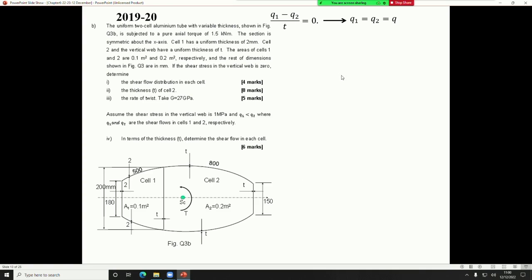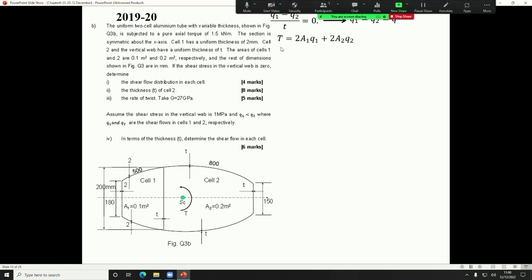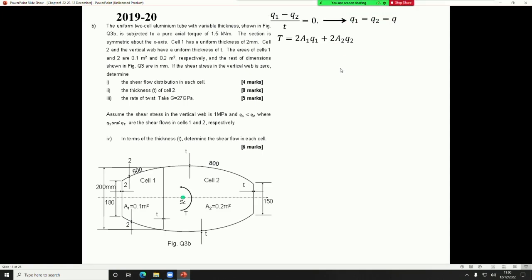So this is still a two-cell tube. So we have T equal to 2A1 Q1 plus 2A2 Q2, equilibrium of torques. The external torque is equal to the summation of the two internal torques. Now, Q1 and Q2 are the same, so I can say T is equal to 2 times (A1 plus A2) multiplied by Q. The torque is given. I've substituted the value of the torque, which is equal to 1.5 kN/m. A1 and A2 are given. From there, I can calculate Q. So the first part is done, the shear flow distribution in each cell.